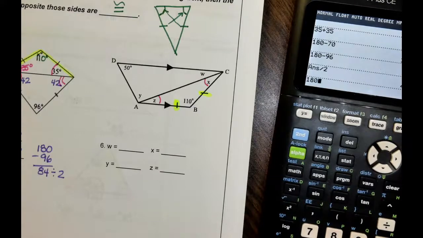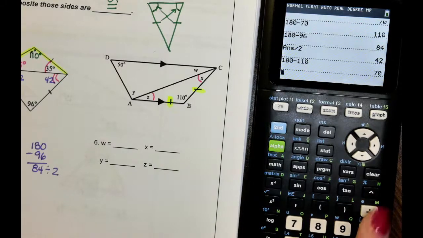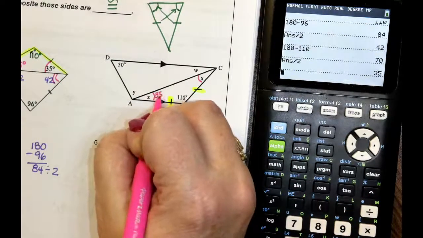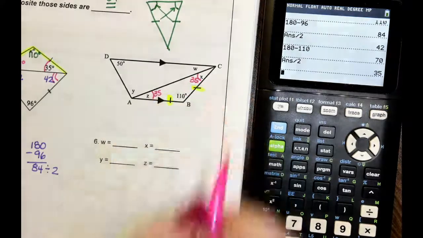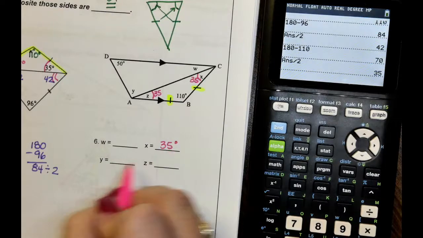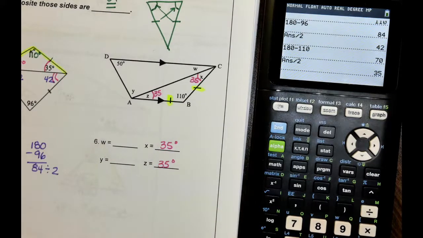I've used up 110 of my 180. So I subtract 110 from 180 and I get 70. So I take 70 and I divide it by 2 because each of these has to be the same measure. So I get that Z is 35 and I get that X is 35. So I know X is 35 degrees and I know that Z is 35 degrees. Fill it in the picture so that it helps to trigger what you should do next.